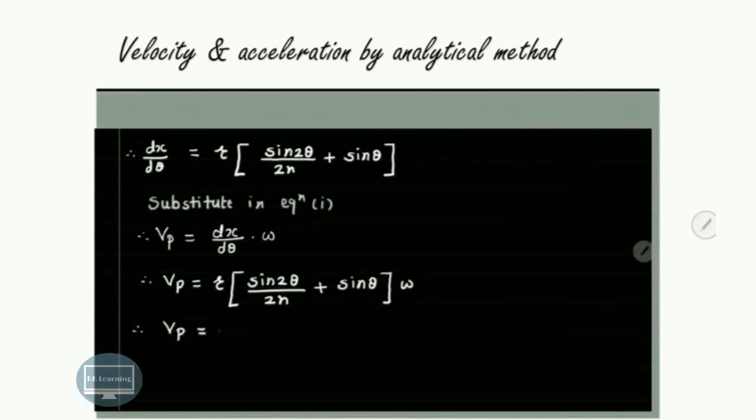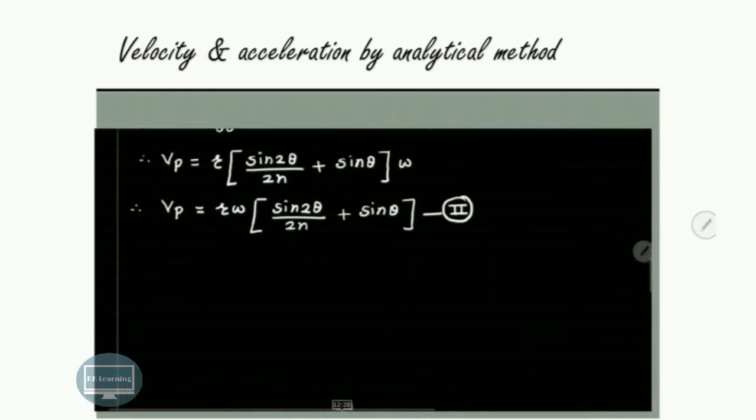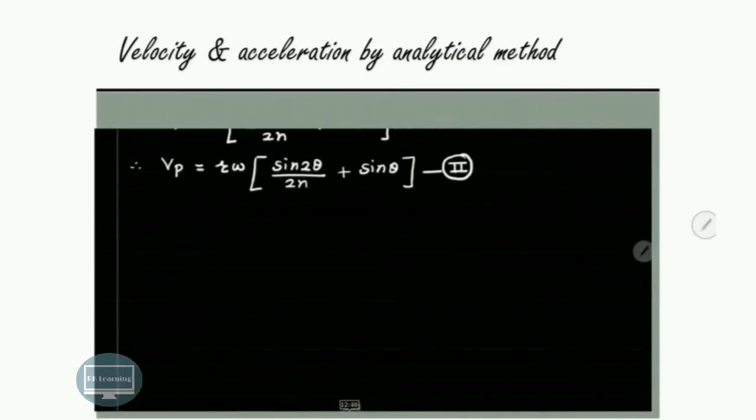So just rearrange the term. So it is r omega into bracket sine 2 theta upon 2n plus sine theta. So this is the expression for velocity of piston. Let us call this as equation 2. Now if we differentiate this velocity with respect to time, then we'll get the acceleration of the piston. So our next task is to find out the acceleration of the piston.